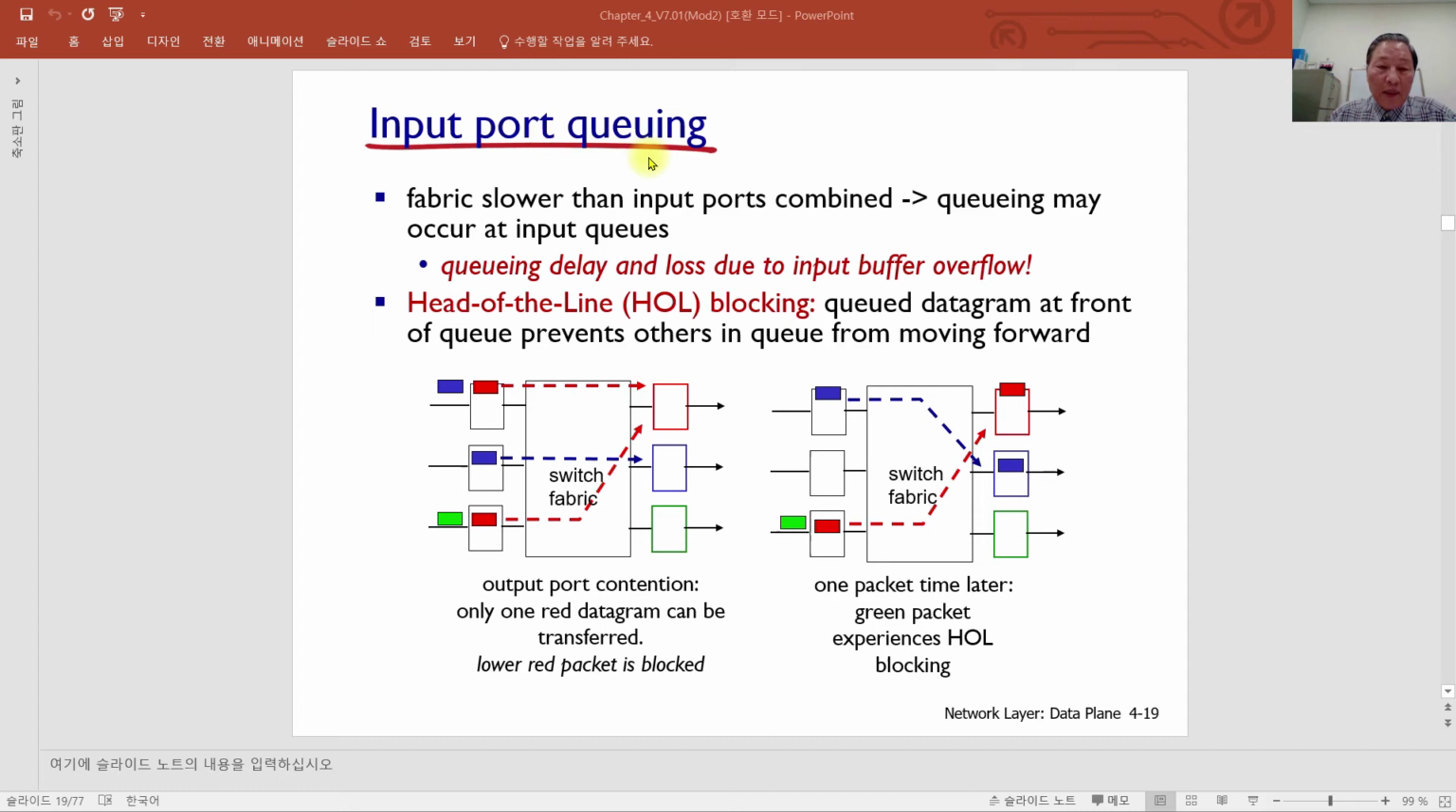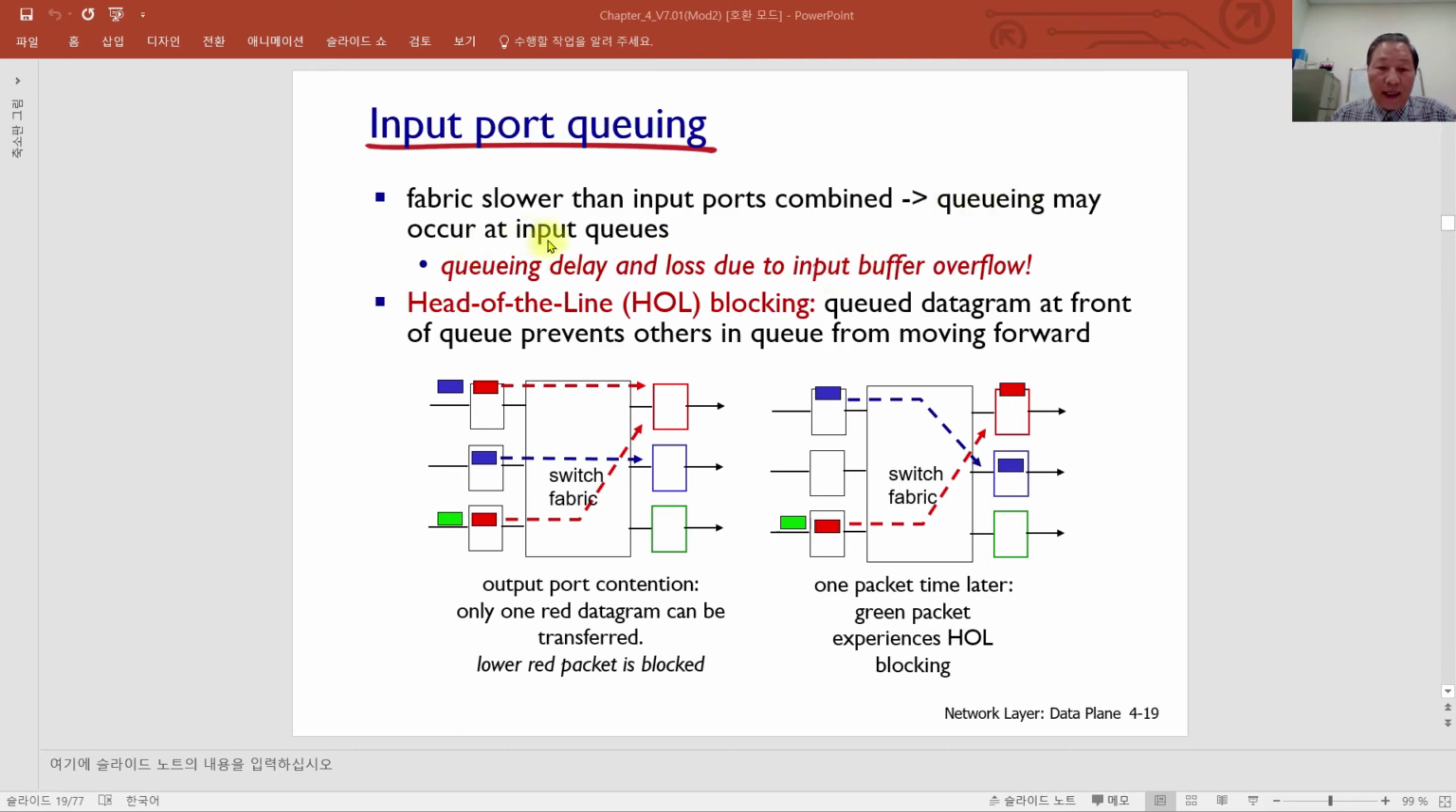Okay, this one is explaining the input port here. And this is the switching fabric. And this one is the output port. If the switching fabric is slower than the input ports' combined speed, then we need to store packets there. That is called queuing, as we learned already. This one explains again, focusing on that queuing.